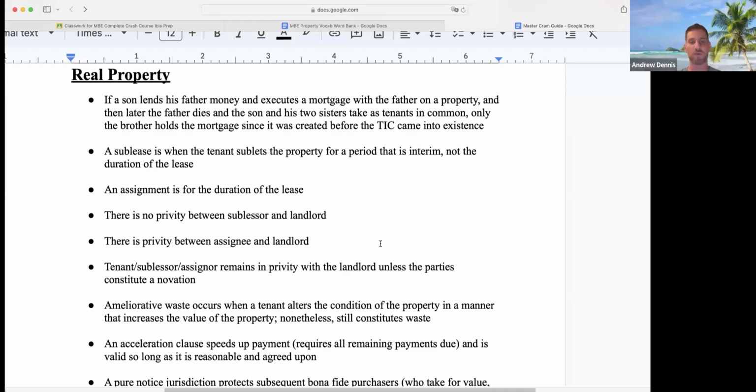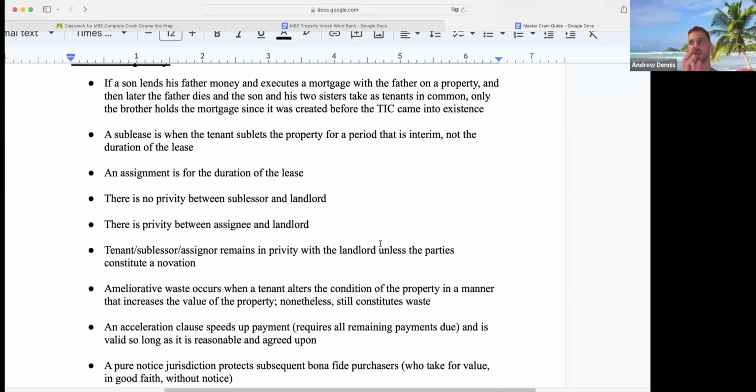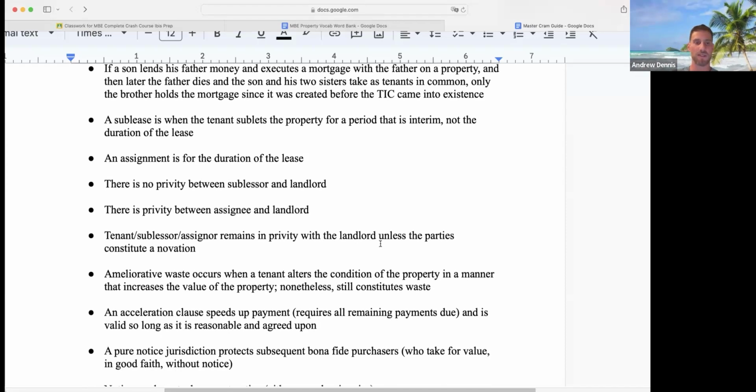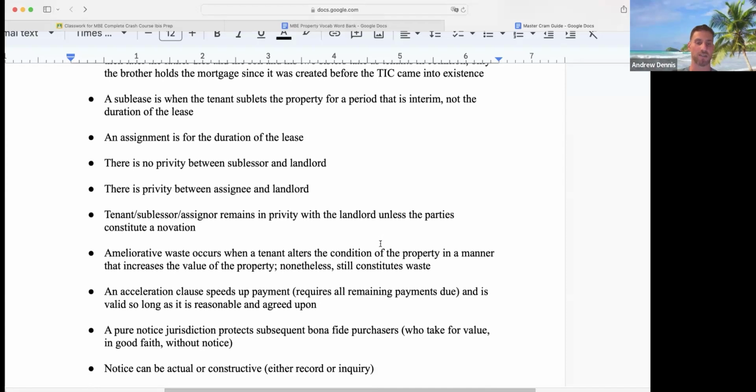There's no privity between the sublessor and the landlord. There is privity between the assignee and the landlord. So sublease, if it's just for the interim period, no privity. Assignment for the duration, there is privity and all parties could be liable. The tenant, sublessor, assignor remains in privity with the landlord unless the parties constitute a novation.